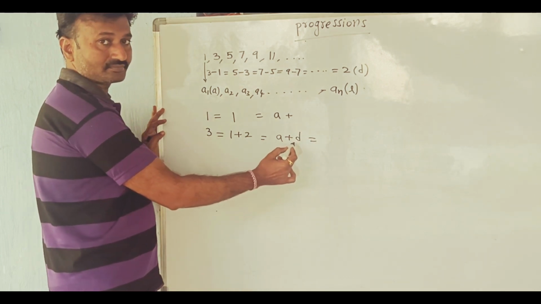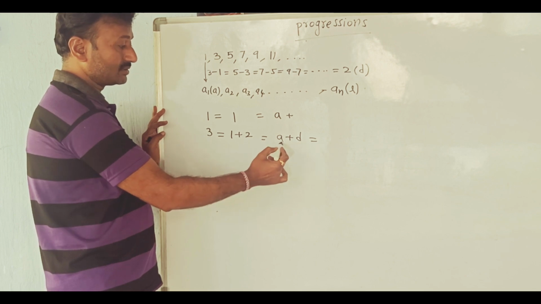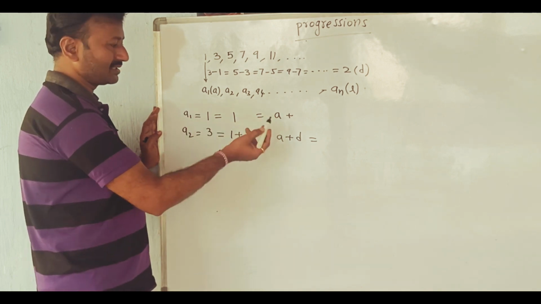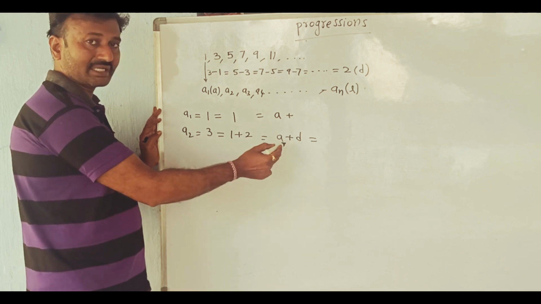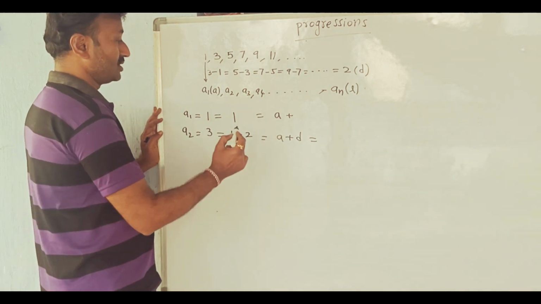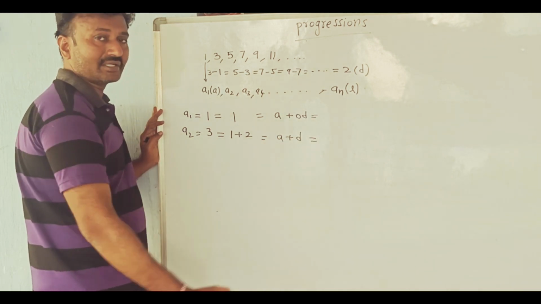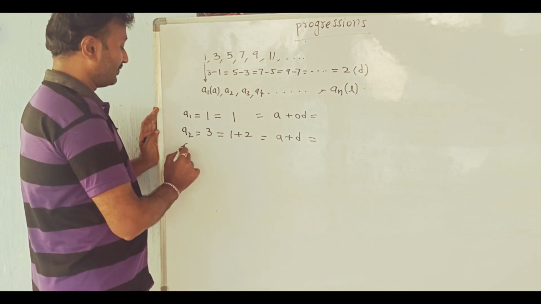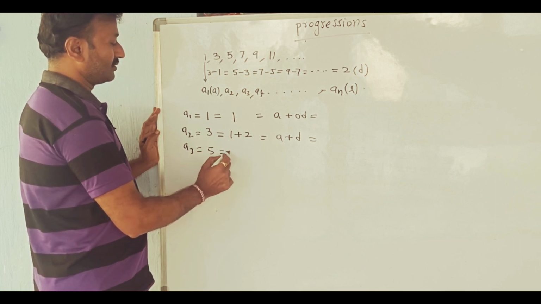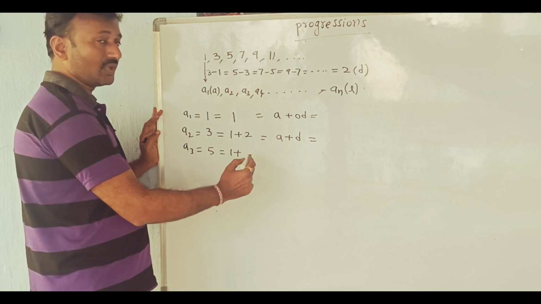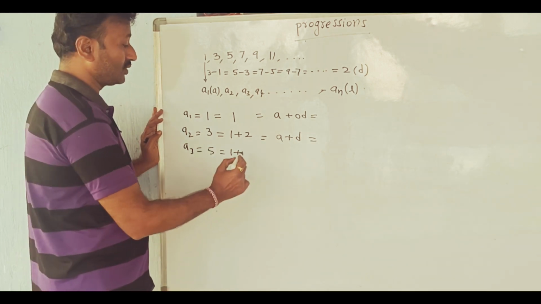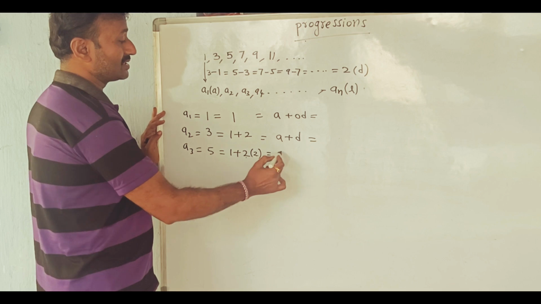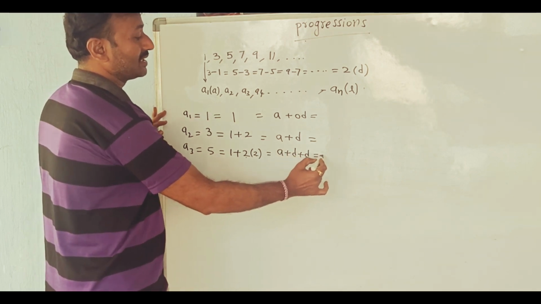For the first term, D means the fixed number added to get the second number. That is A2. This is the first one, A1. Is it clear? A1 is nothing but itself, the first number. A2 is the second number, which I am getting by adding a fixed number to the first number. So A plus D; in A1, D is not added, meaning the fixed number is added zero times. Can I write 0 times? Yes. For A3, the third term, 1 plus 2 plus 2. Here how many times is the fixed number taken? 2 times. 2 added 2 times to the first number. So that is nothing but A plus D plus D, which is A plus 2D. Is it clear?